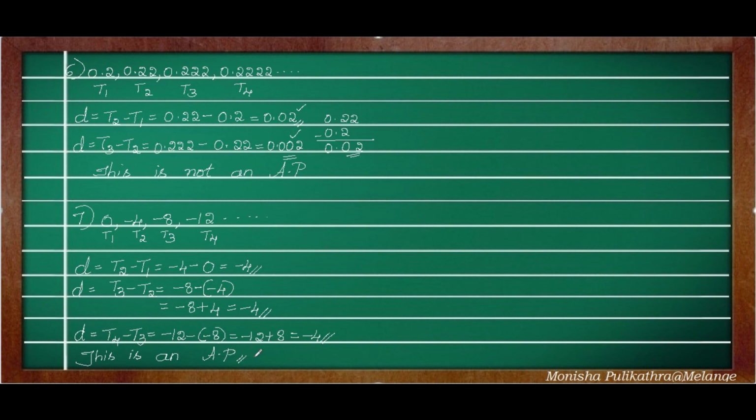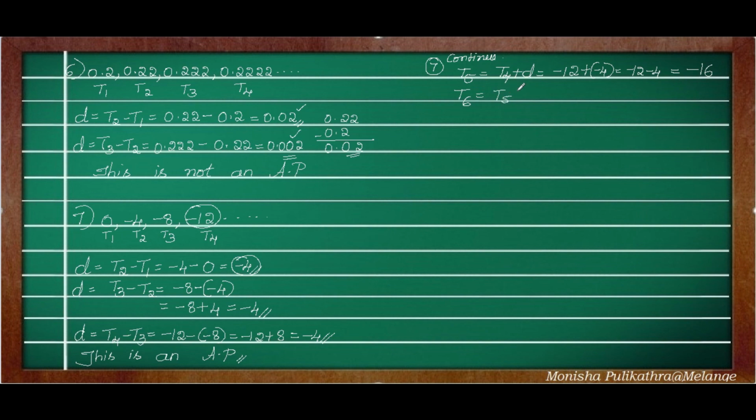So if this is an AP, what do we have to do? We need to find the next three terms. I will be writing the seventh question here itself. T5 is equal to T4 plus D. What is the fourth term? The fourth term is minus 12 and the common difference is minus 4, right? Minus 12 plus into minus 4 becomes minus 12 minus 4. That is minus 16. This is the fifth term.